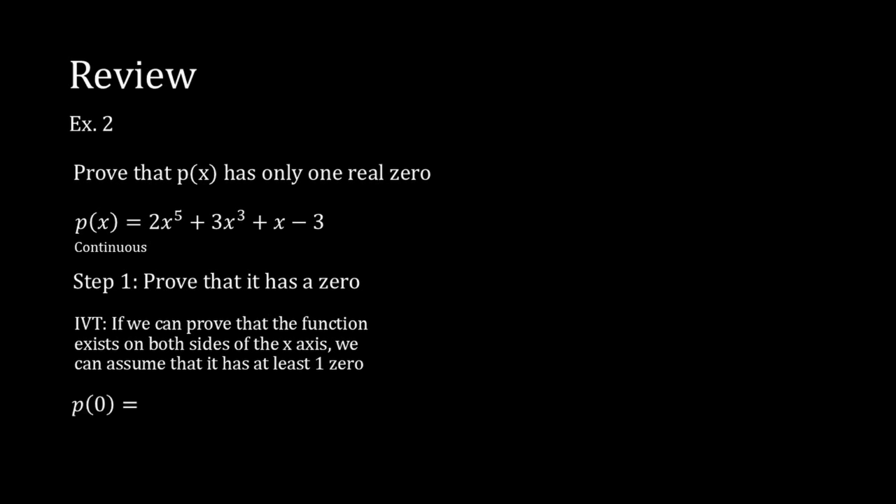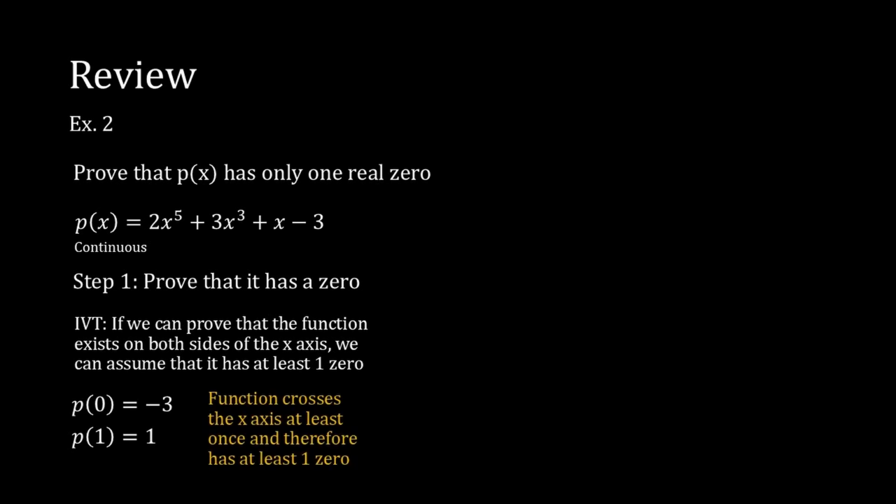For this we can use p of 0, which is negative 3, and p of 1, which is 1. So then, since the function is continuous and has both positive and negative values, it has to pass through the x-axis at least once according to IVT, and therefore has at least one zero. Now on to proving that it only has that one.